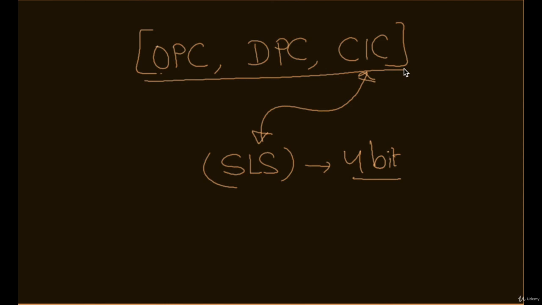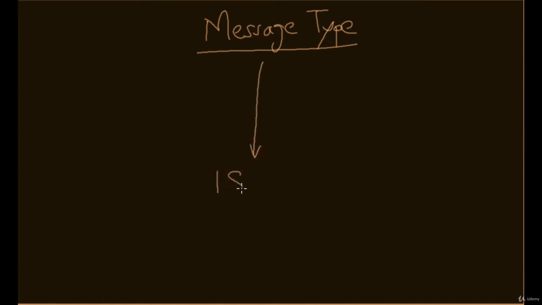And finally, there is a message type also in each ISUP message, and this message type, as the name suggests, is used to indicate the name of the ISUP message or the ISUP procedure which is happening. As we go along, we'll see how many ISUP messages there are and what they do.